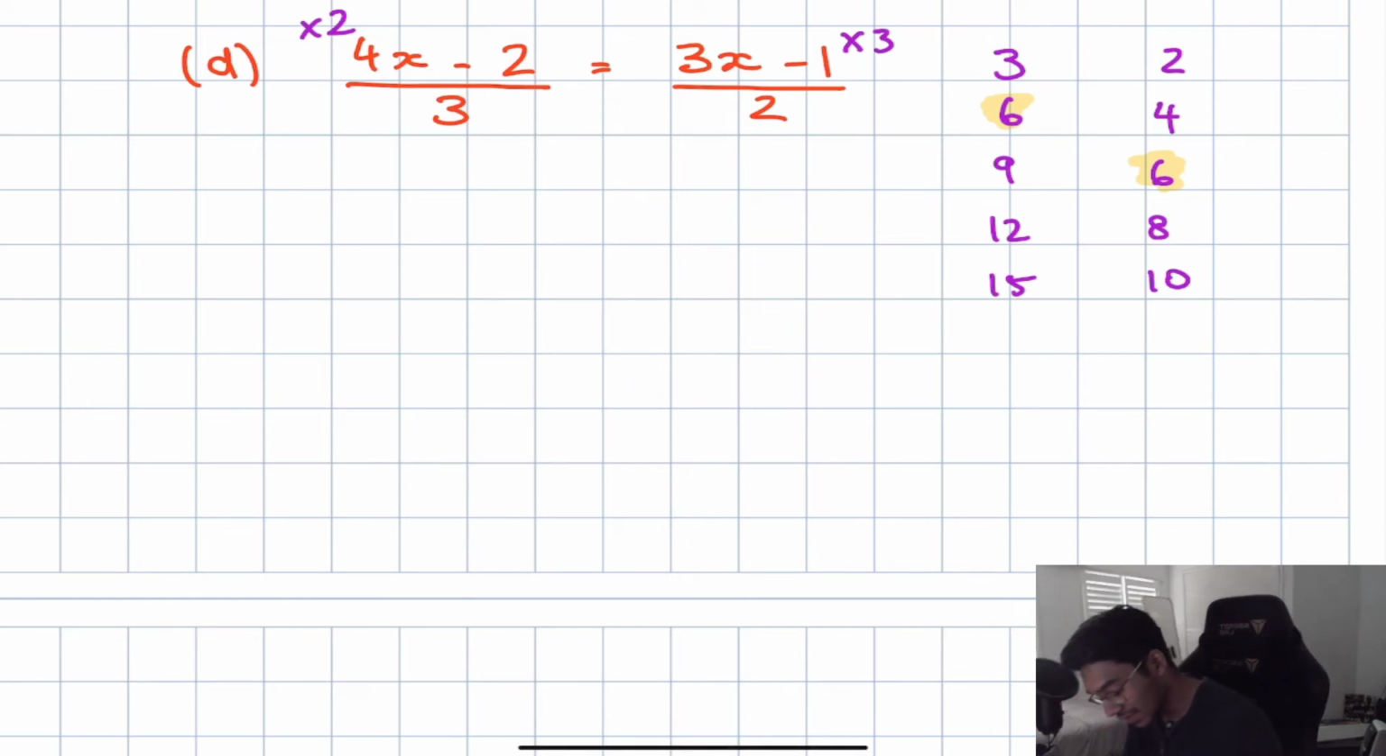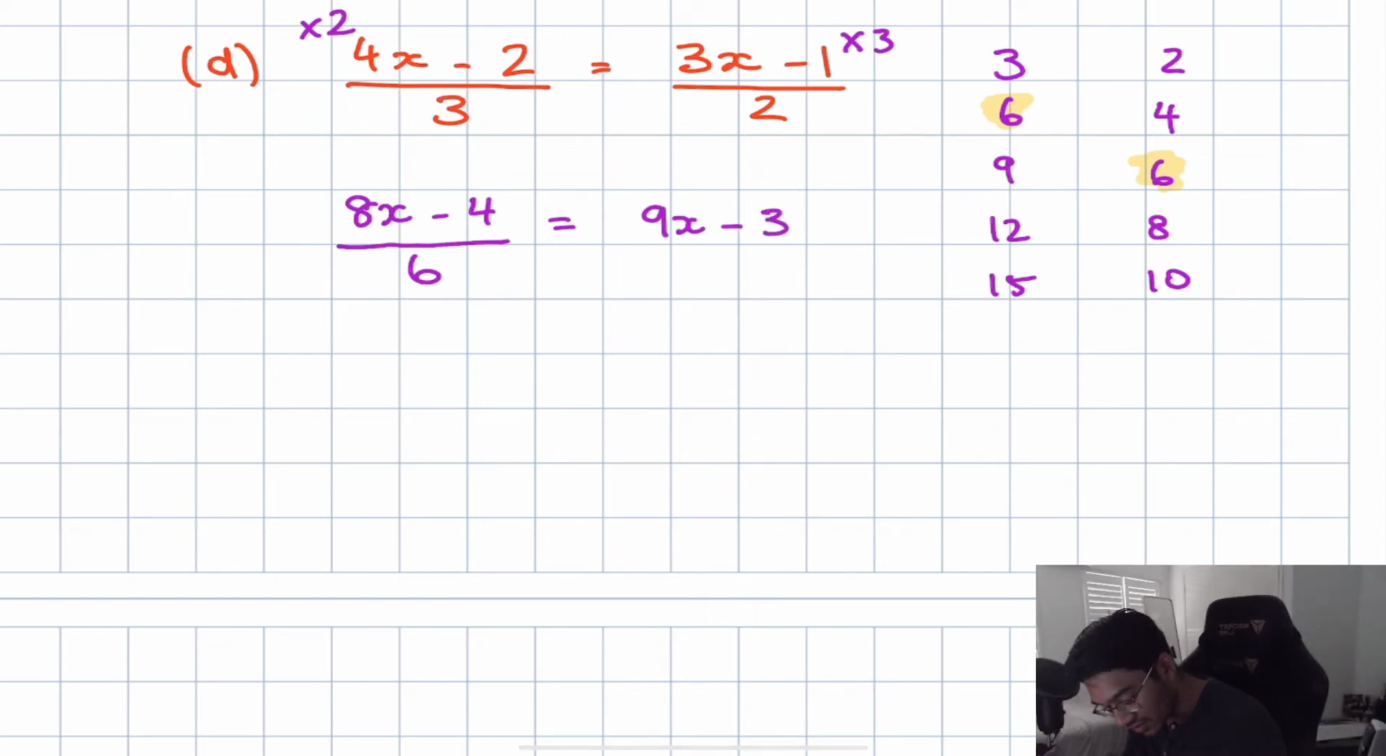So 4x times 2 is 8x. Negative 2 times 2 is negative 4. 3 times 2 is equal to 6. And now I'm going to multiply the right hand side by 3. So I'll get 9x minus 3 over 6.